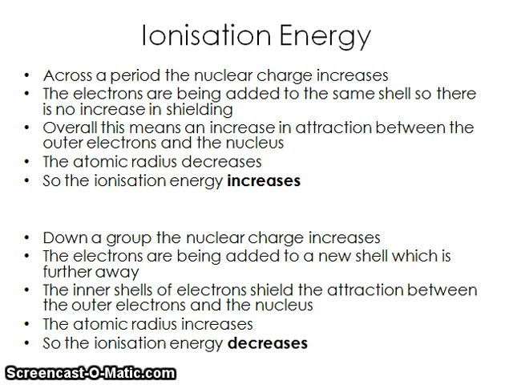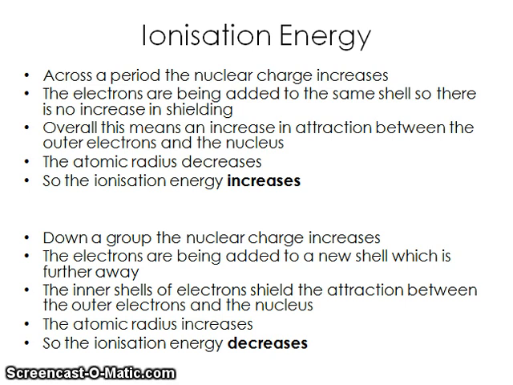So across a period, the nuclear charge increases, as we've already discussed. And we also said that the electrons are being added to the same shell. So there's no increase in shielding because the electrons are being added to the same shell. So overall, this means an increase in attraction between the outer electrons and the nucleus. So we've said that the atomic radius decreases. So because there's a greater attraction between the outer electrons and the nucleus, that means you're going to have to put in more energy to overcome that attraction. So the atomic radius decreases, but the ionization energy increases.